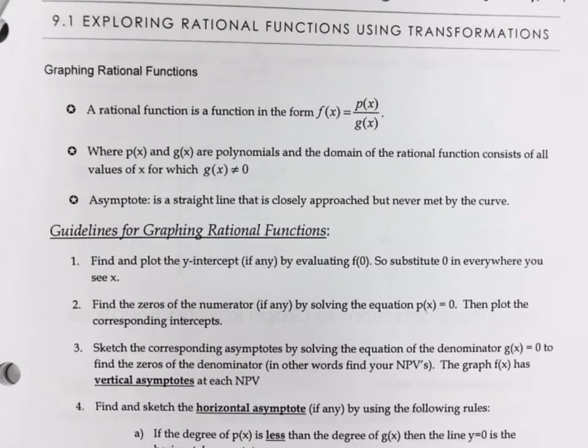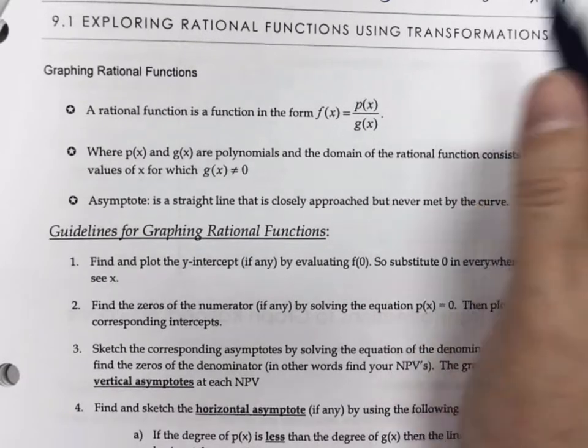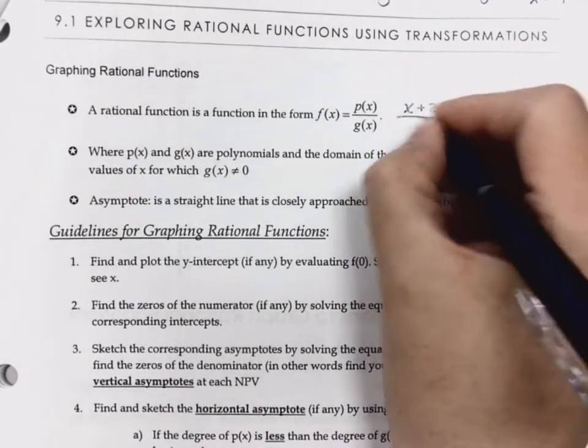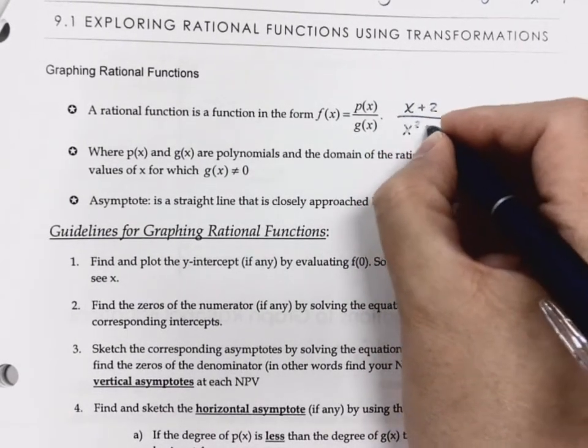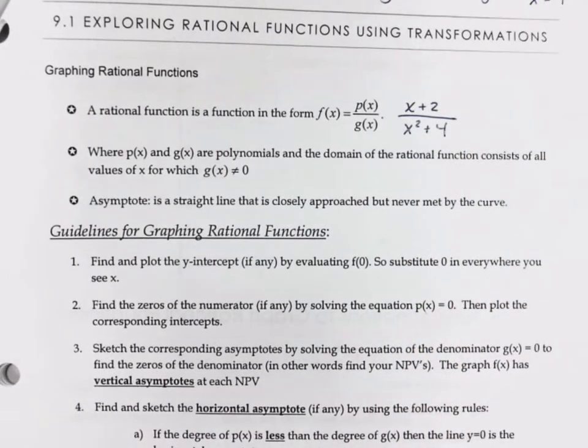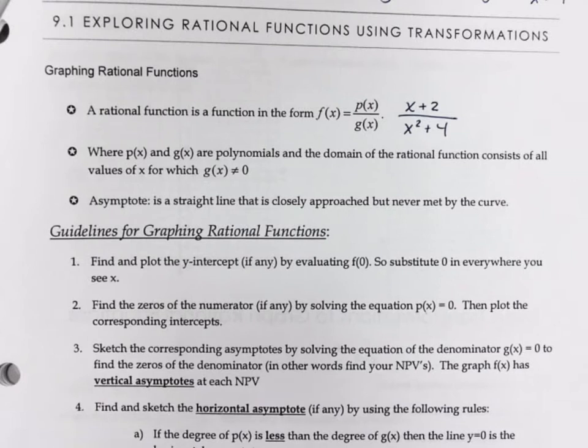So what it's just saying is you can have, like, x plus 2 on top and maybe x squared plus 4 on the bottom. Okay? So x is on both top and bottom. P of x and g of x are polynomials. And the domain of the rational function consists of all values of x, so g of x cannot equal 0. Does that make sense to everybody? We can't have a 0 denominator because then it will be undefined.